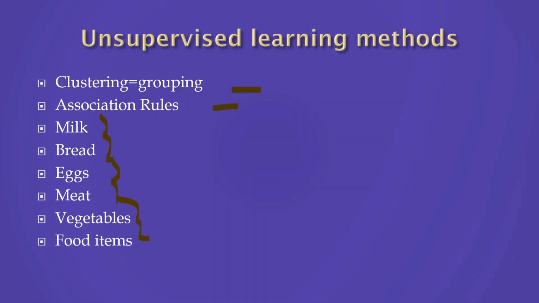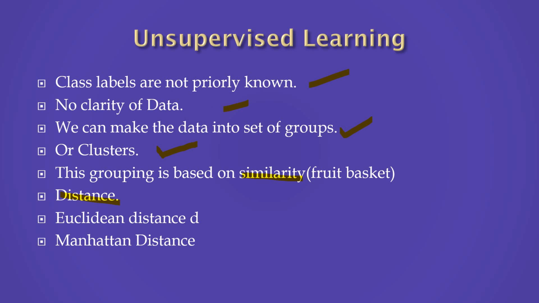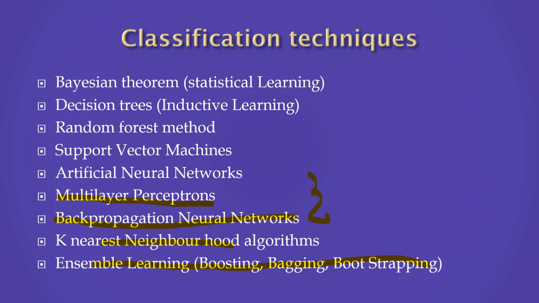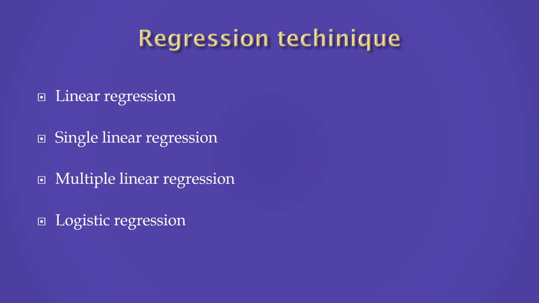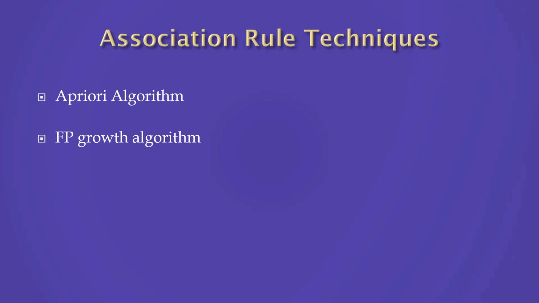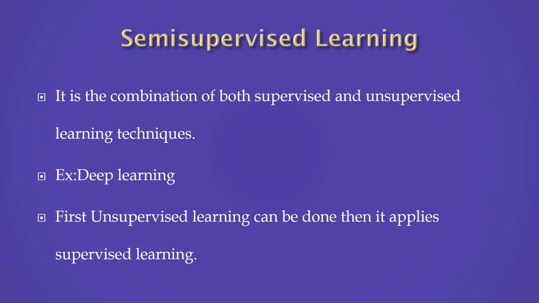So unsupervised learning mechanisms are divided into two types. One is clustering, another one is association rules. Whereas supervised learning can be divided into two types. One is classification, another one is regression, right? And the next one is semi-supervised learning.